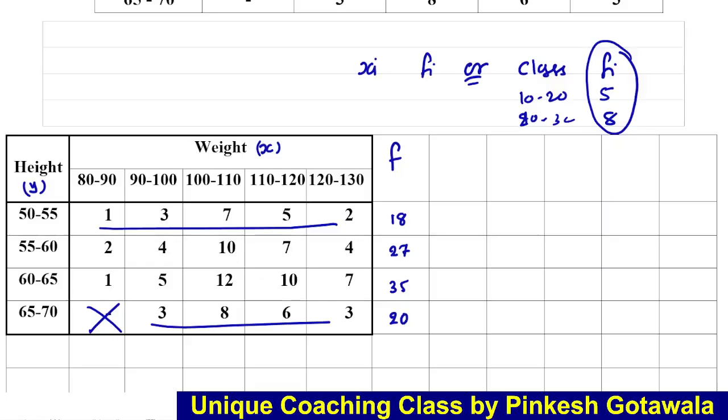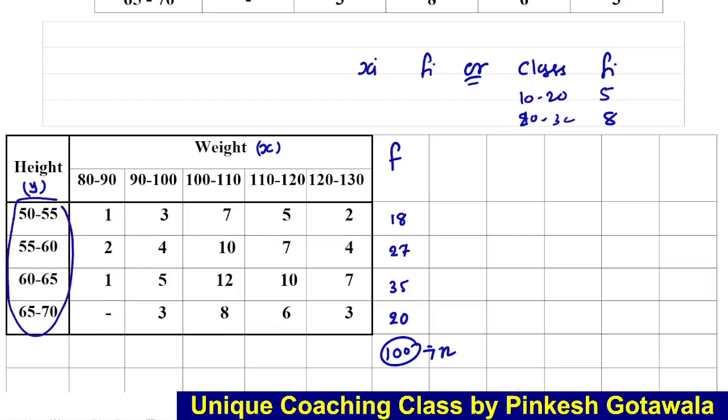And we also know the total of this frequency is called n. What do we get when we total the frequency? It becomes n. So here this is the frequency, just total them: 18, 27, 35, 20. Total comes 100. So it is our n. So here we found the frequency for this class.